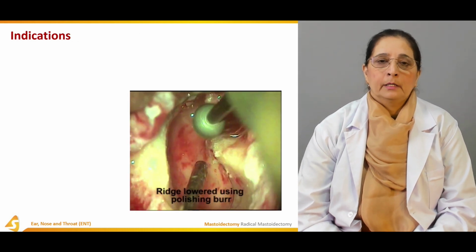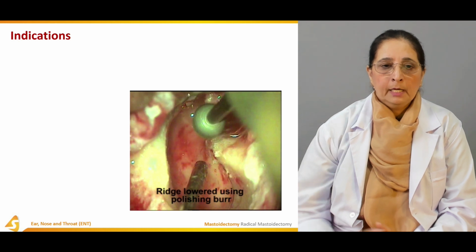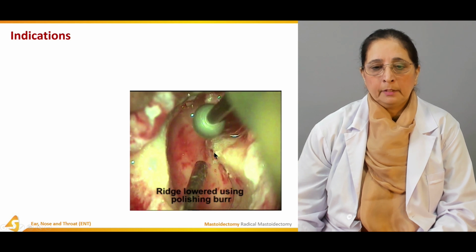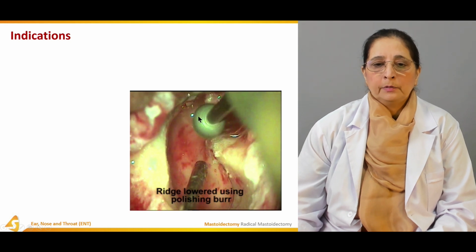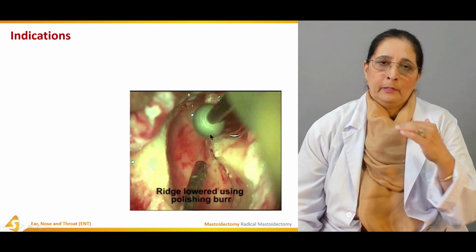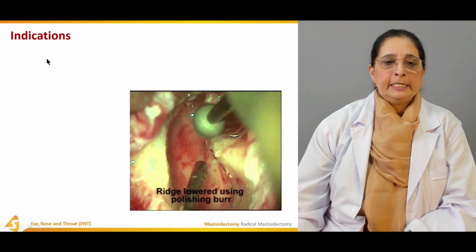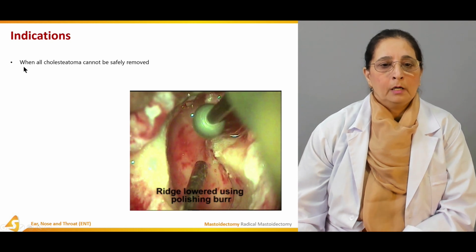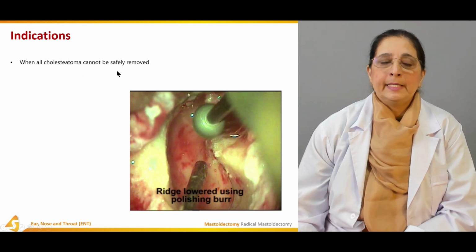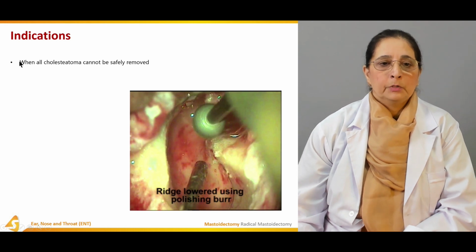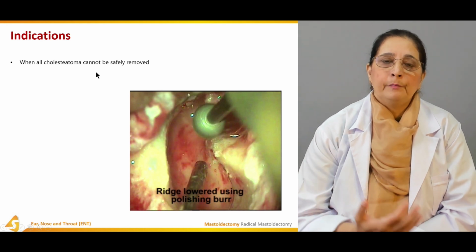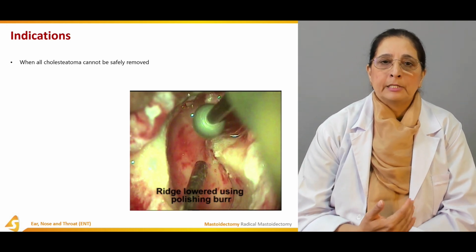Indications for radical mastoidectomy. In this diagram, you can see this is the ridge lowering. Ridge is lowered using the polishing burr. So rotating of this burr causes lowering of the ridge. So the indication of radical mastoidectomy is when all cholesteatoma cannot be safely removed, we perform radical mastoidectomy.